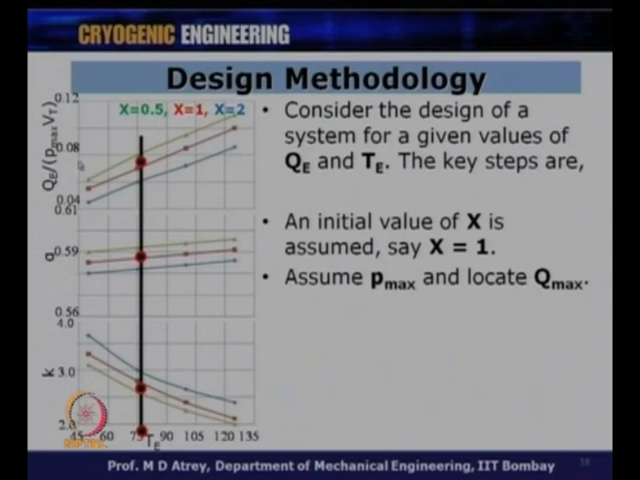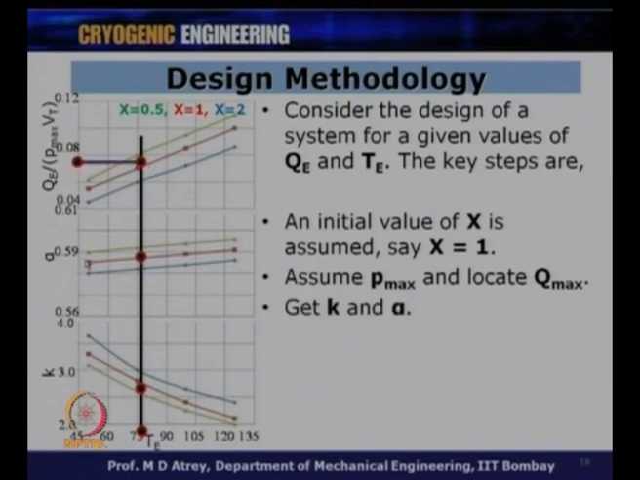So, I can get a Q max value from this chart, maybe 0.07 or something, and I will have some knowledge from the mechanical point of view of what my maximum pressure allowed is. Once I know the maximum pressure and this Q max, I can therefore know my total volume, that is VT. So, I can know VT now.